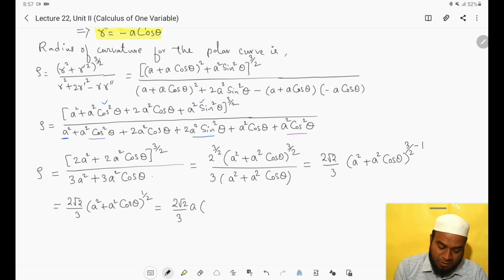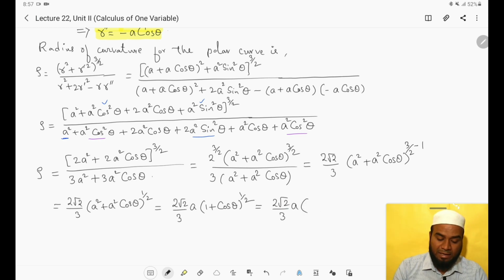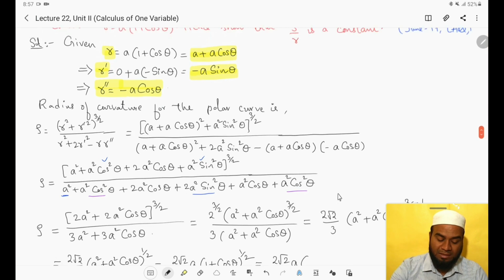what will remain? A square is taken outside, no? 1 plus cos theta will remain. 1 plus cos theta whole power 1 by 2. This is further equals to 2 root 2 by 3 into a. What is 1 plus cos theta? Already 1 plus cos theta is given in the question itself.